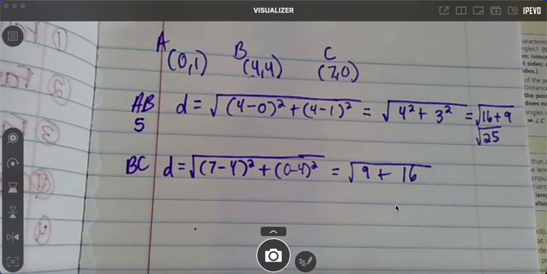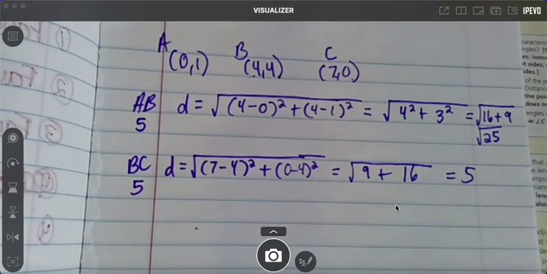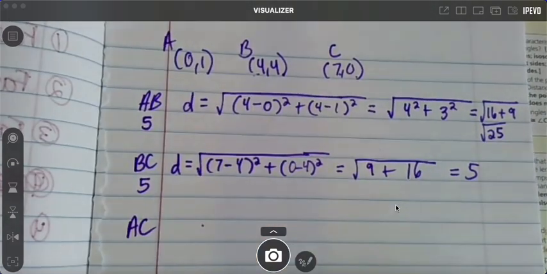And then, again, what is this going to be? The square root of 25, which is what? 5. Again. So we know it's at least isosceles, right? It's not scalene because 2 of them are the same. Now we have to do the third side and see if it's equal. So what is my third side? I've done A and B and B and C, A and C. Okay, let's find the length of that.